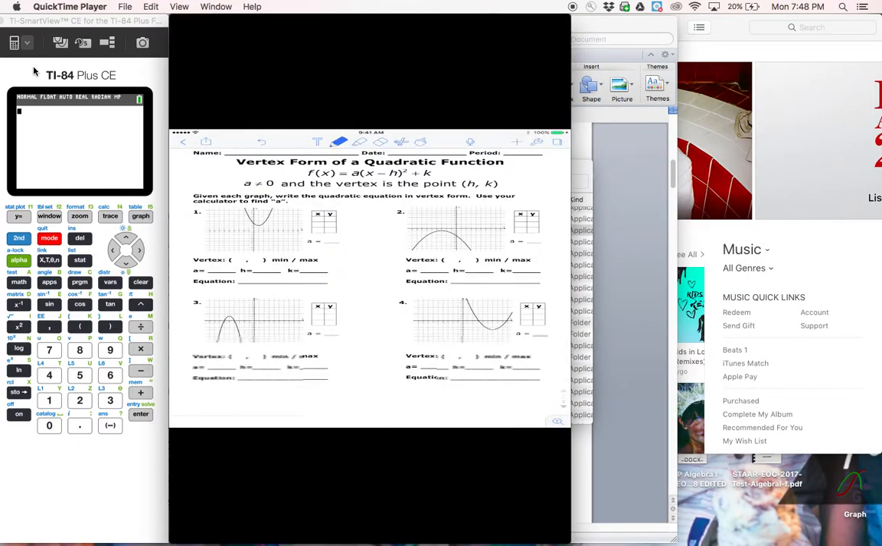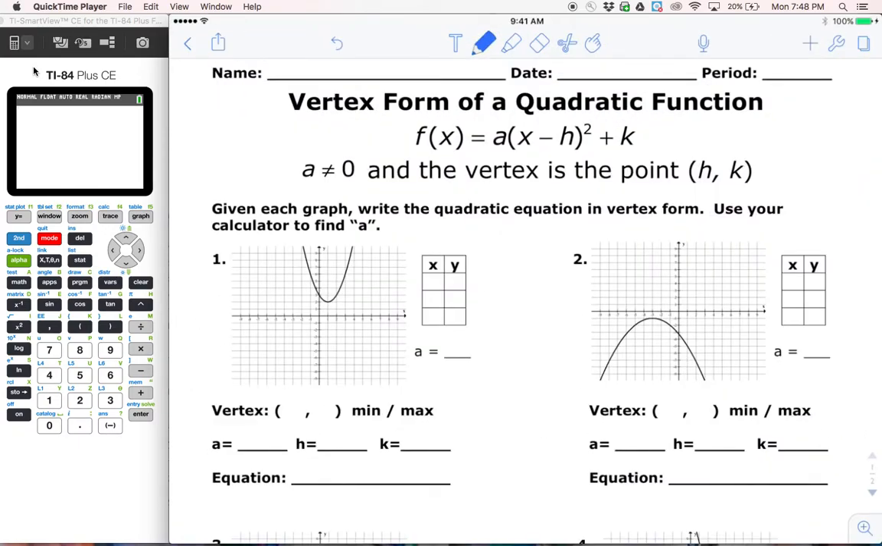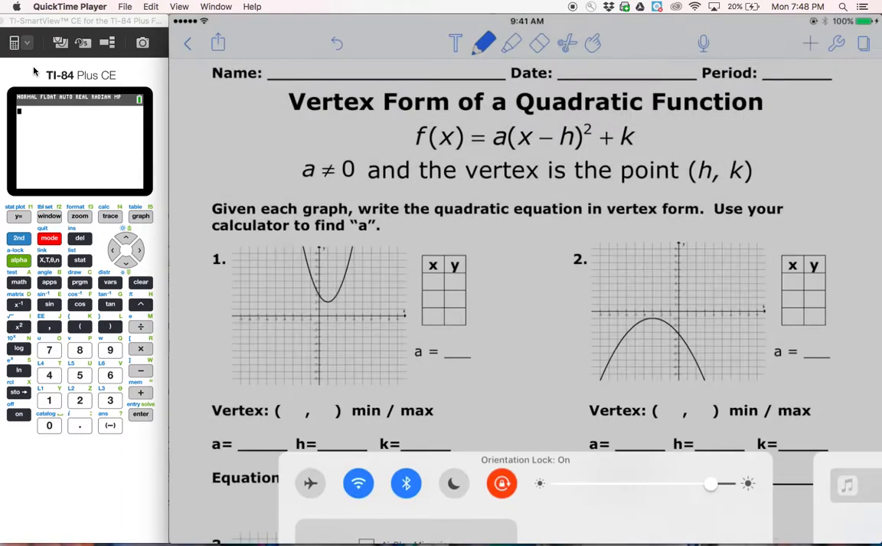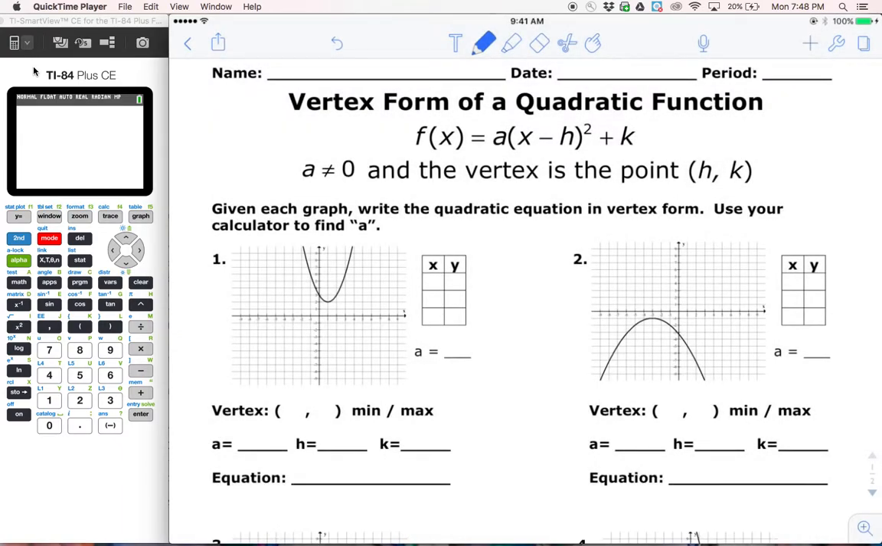7.6 vertex form of a quadratic function. And this is kind of a continuation on the last lesson where we were also writing in vertex form. The only difference for today's lesson is that in today's lesson, you actually have to find the value for a, right? In the last lesson, we really only focused on identifying the vertex point, and today we're going to identify a as well. And we're going to write the whole equation in vertex form.